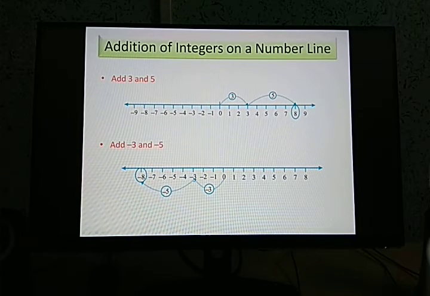Till minus 3. Now plus minus 5. That means minus 3 plus minus 5. But plus minus, it becomes what? It becomes minus. So since it is minus, again it will go towards the left. So from minus 3 it will go again 5 steps towards left. So it will reach minus 8. Clear?